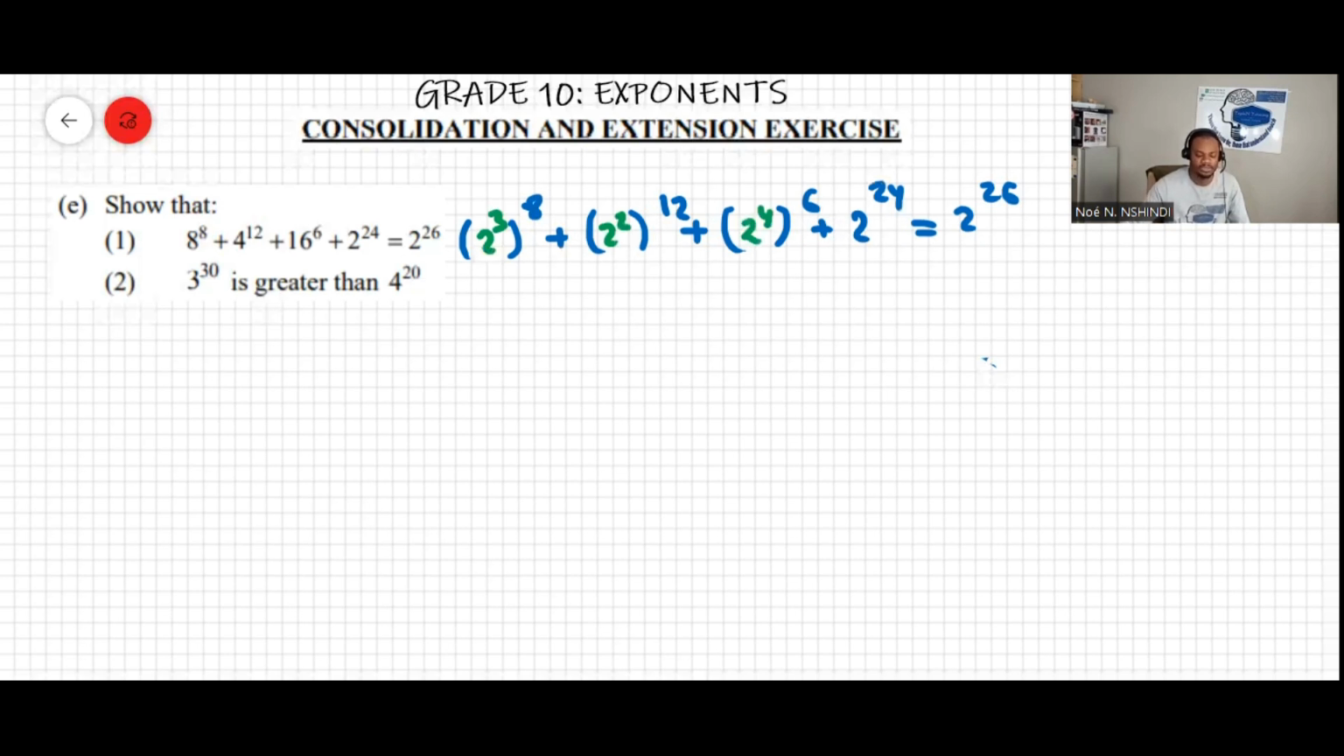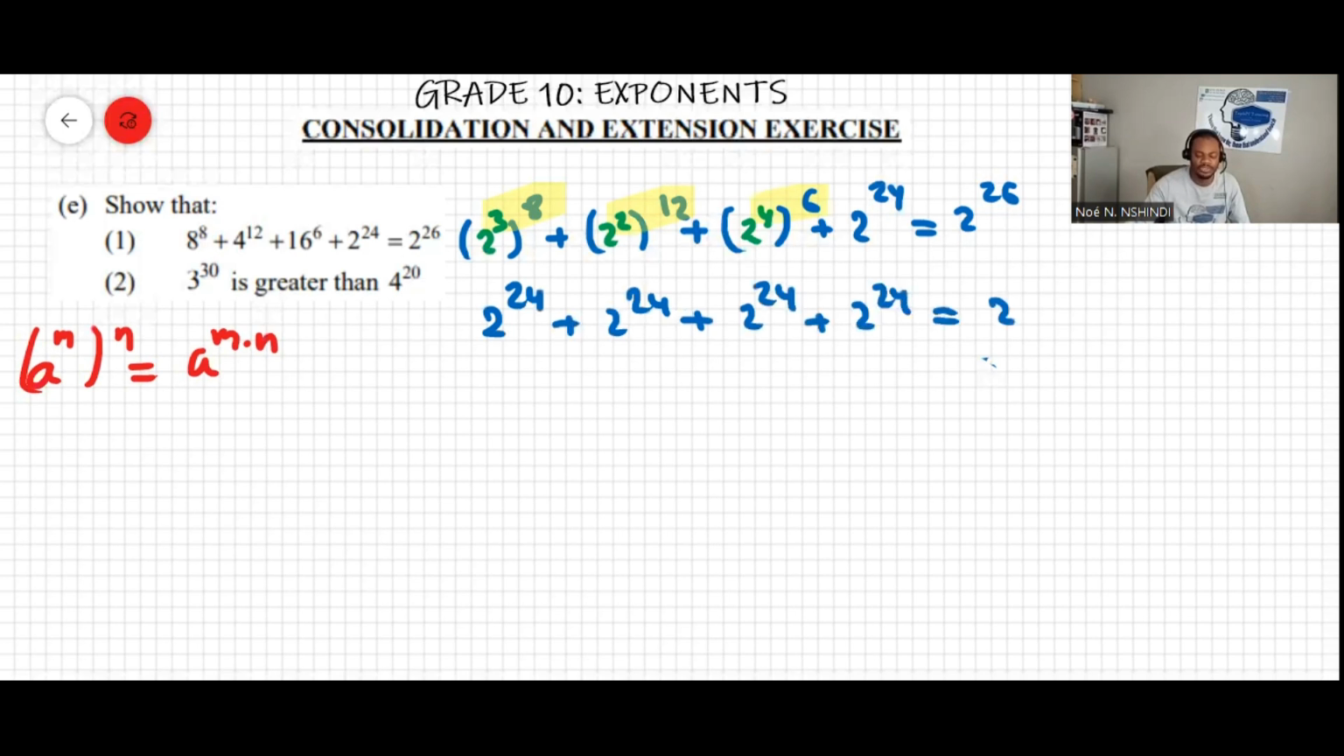The law of exponents says that any number a to the m, raised to the power of n, equals a to the m multiplied by n. So we're going to apply that property over here, over there, over there. So this will be 2 to the 24 plus 2 to the 24 plus 2 to the 24 plus 2 to the 24 equals 2 to the 26.